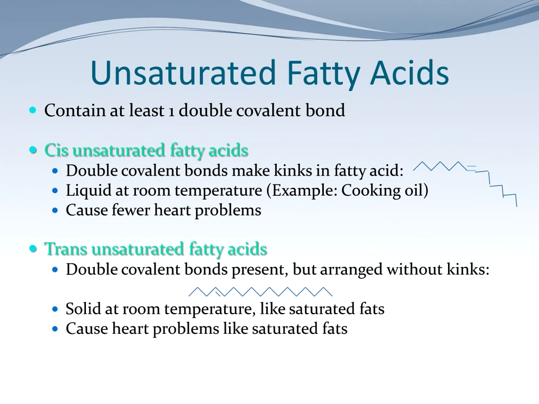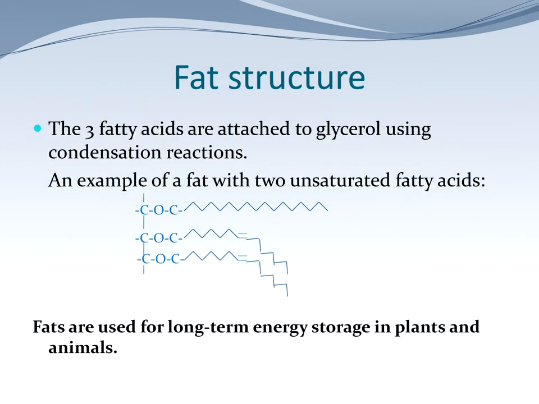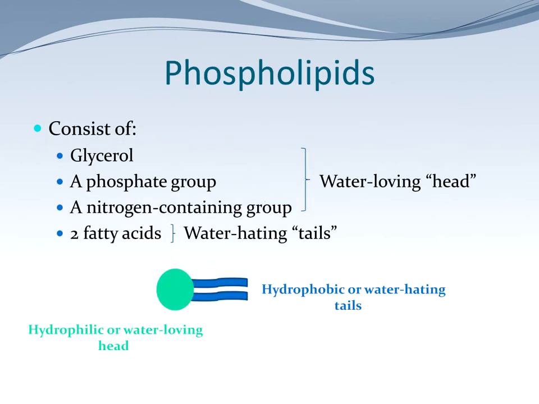Atoms can be arranged a little bit differently around a double covalent bond to make the kinks a little bit straighter in the fatty acid. These fatty acids will behave a little bit more like saturated ones. The 3 fatty acids in a fat molecule do not have to be exactly the same. Each fatty acid is held to glycerol by a covalent bond, which was formed by a condensation or dehydration reaction.